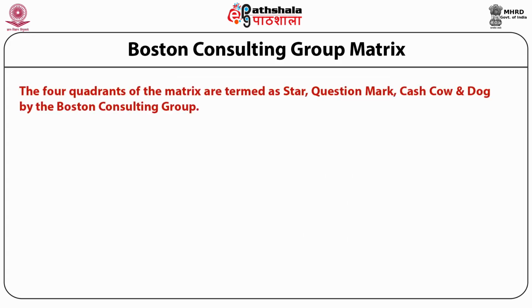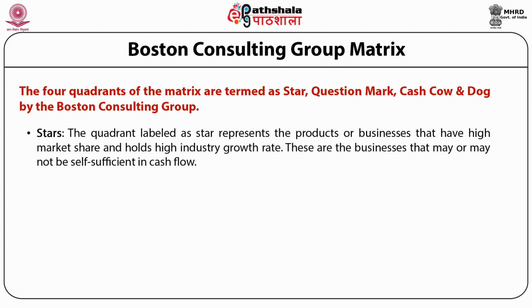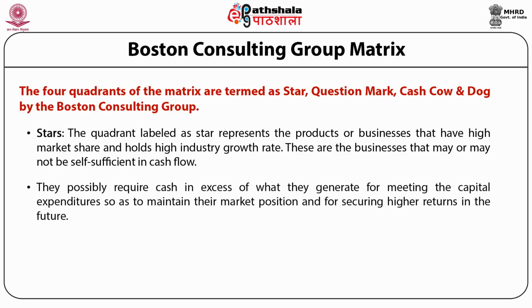The four quadrants of the matrix are termed as star, question marks, cash cow, and dogs by Boston Consulting Group and are as follows. Stars. The quadrant labeled as star represents the products or businesses that have high market share and hold high industry growth rate. These are the businesses that may or may not be self-sufficient in cash flow. They possibly require cash in excess of what they generate for meeting the capital expenditure so as to maintain their market position and for securing high returns in the future.